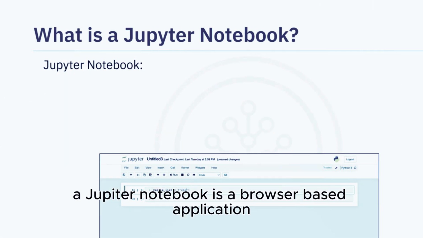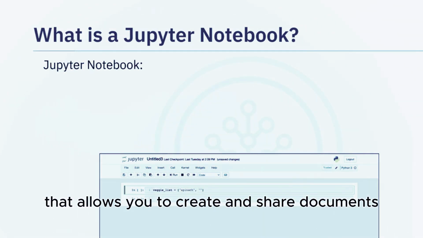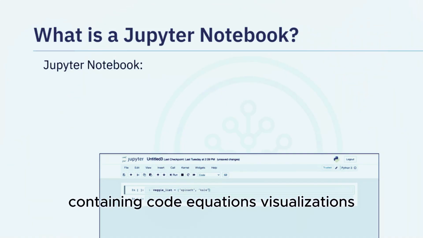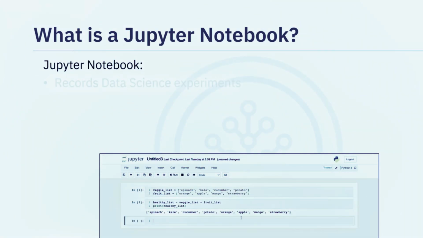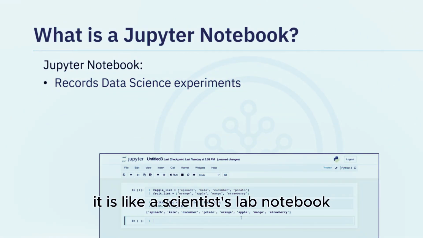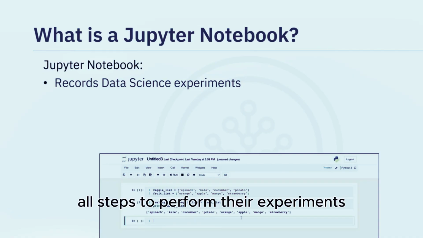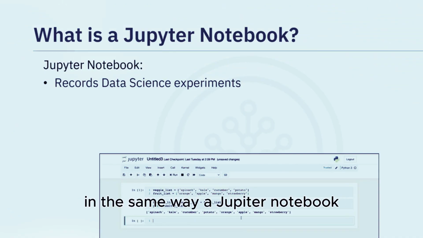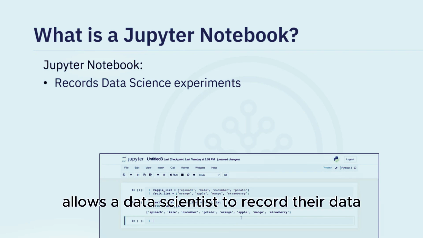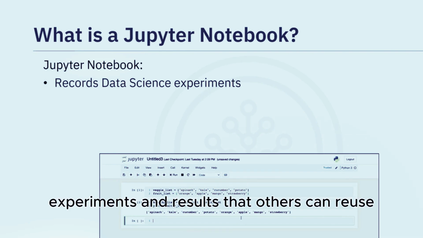A Jupyter Notebook is a browser-based application that allows you to create and share documents containing code, equations, visualizations, narrative text, links, and more. It is like a scientist's lab notebook, where a scientist records all steps to perform their experiments and the results they can reproduce. In the same way, a Jupyter Notebook allows a data scientist to record their data experiments and results that others can reuse.